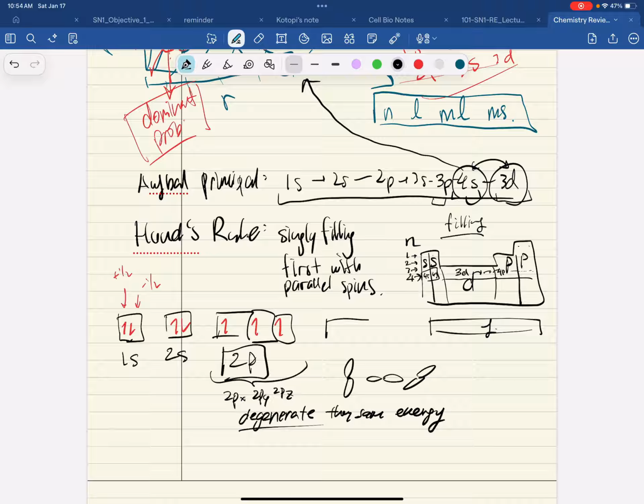And if it was a d orbital, it's going to have 5 orbitals like this, so 5 boxes. 1, 2, 3, 1, 2, 3, 4, 5. Oh no, that's a 6. It's just 5. 1, 2, 3, 4, 5 boxes, and each box just represents one orbital.